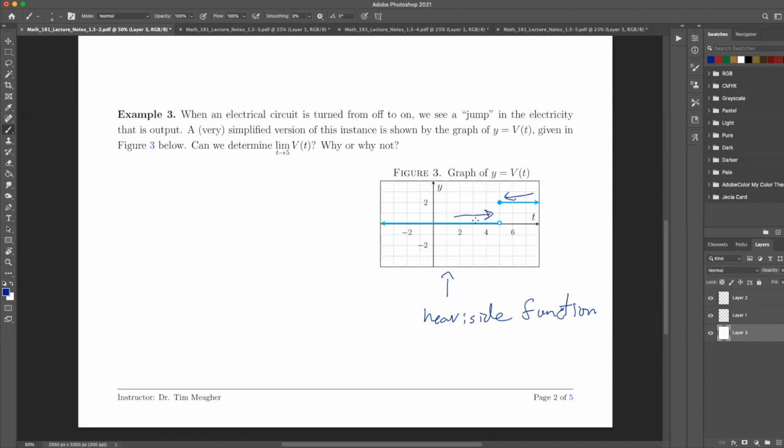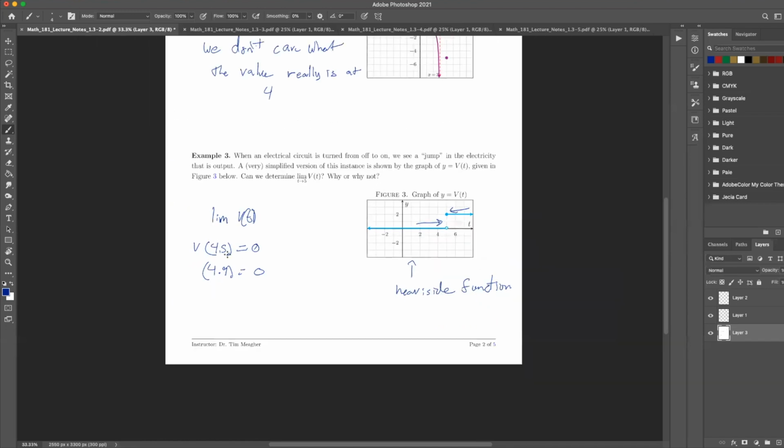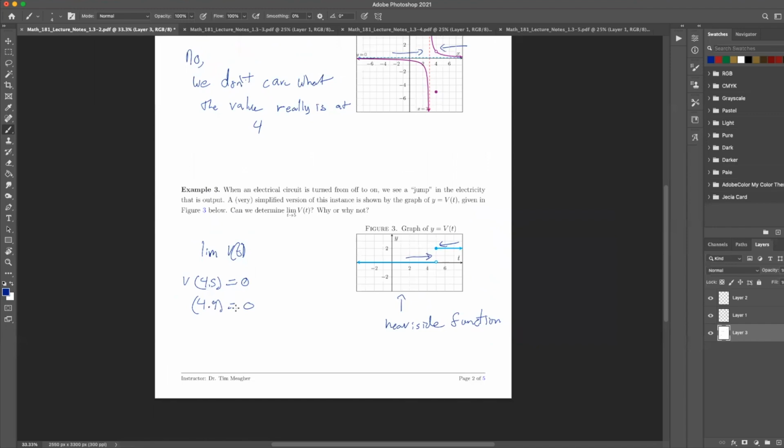Notice as we walk in from this side, what does the limit look like? What is our limit of v of t when we put in values of, say, 4.5? Well, the function value of v of t at 4.5, that's 0. Well, what's it at, like 4.9? Again, it's 0. I can zoom out just a little bit for you guys. There you go. So here, this is 0, this is 0.